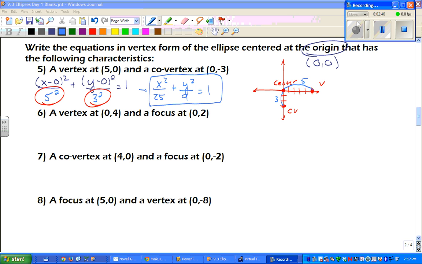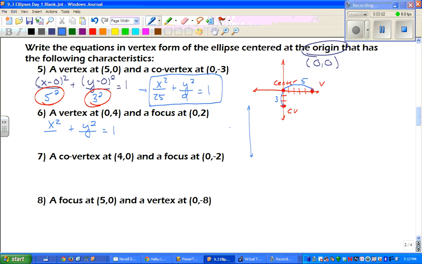Now the second one is where the difficulties start to add up. In number 6, the center is still 0, 0, so you're still going to have x squared over a number plus y squared over a number equals 1. But now they switched up the information that they gave us. Let's draw a picture of this one. Here are my axes. Let's put in our center at 0, 0, and put C for center. This one has a vertex at 0, 4, so here's my vertex. And a focus at 0, 2.